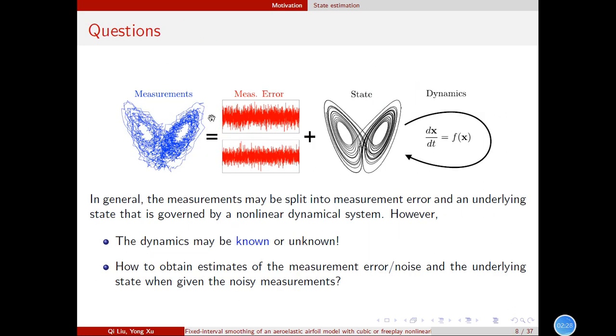In general, the measurements may be split into two parts. The first part is the measurement error, and the other part is the system state that is governed by a nonlinear dynamical system, like this. However, the dynamics may be known or unknown. So, how to ascertain estimates of the two components, that is the measurement error and the system state, when given the noisy measurements, will be the main target of this study.